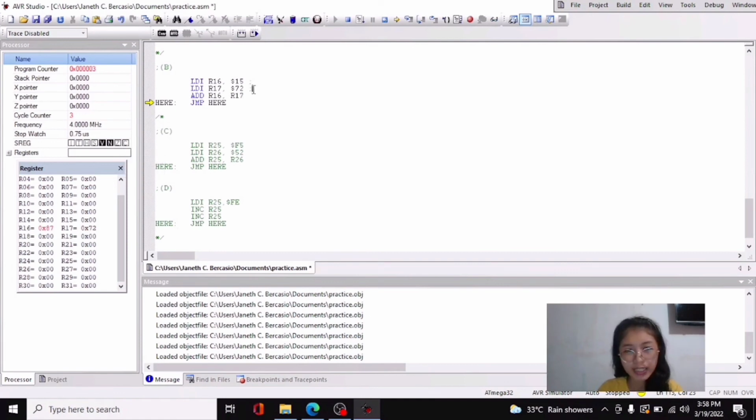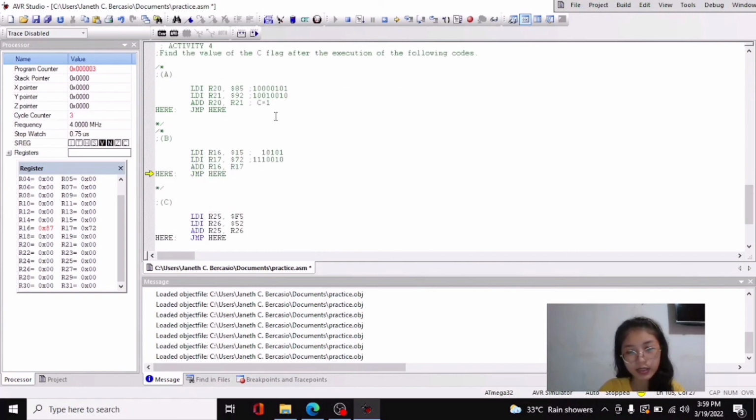Now, for the reason behind, we will get the binary equivalent of these numbers. Looking at the D7, when we add these two numbers, we do not have a carry here because this is 0, and 0 plus 1 is just 1. That's why our C is not activated for letter B. Now let us proceed to letter C.